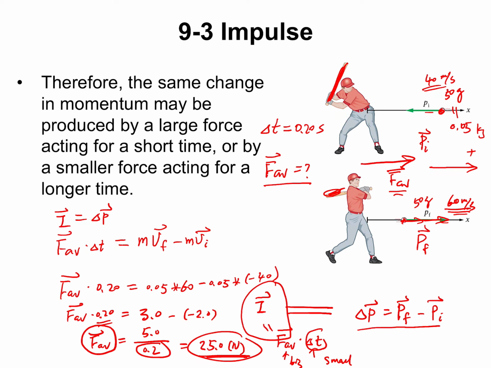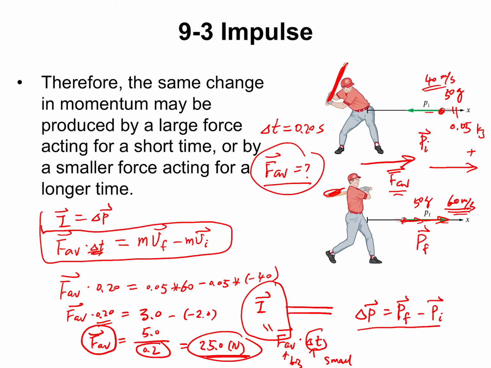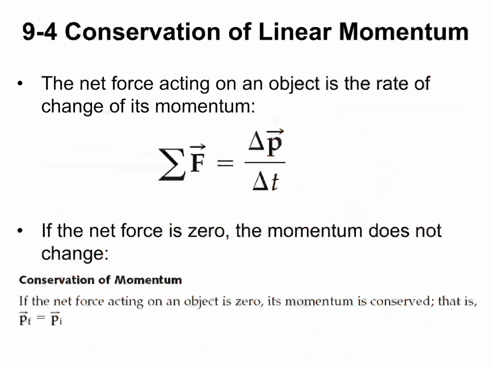And if we give you average force, then you can calculate the time. So for this equation, we give you some knowns, and you can figure out the unknown. If we give you impulse, you can figure out final velocity, or give you force, you can figure out time. Okay, that is the impulse momentum theorem.